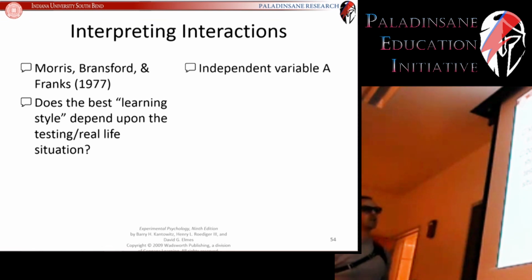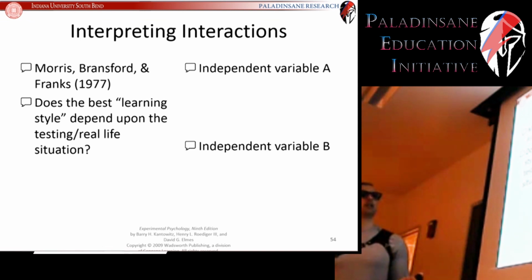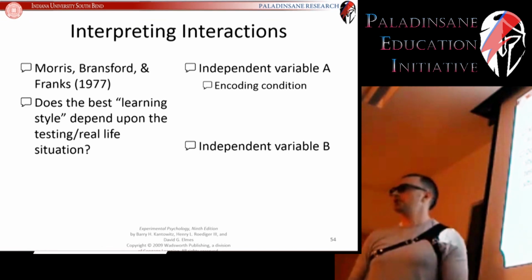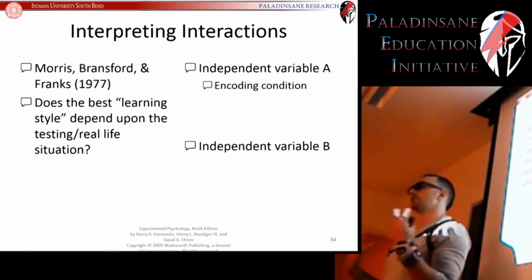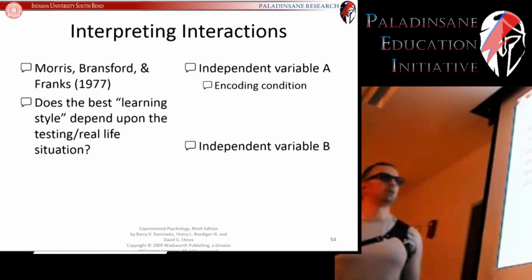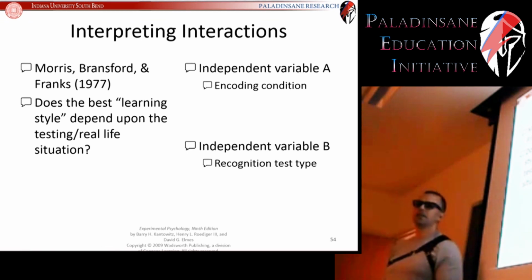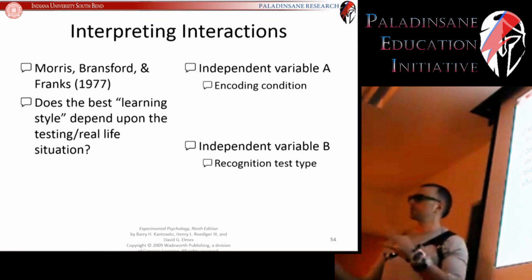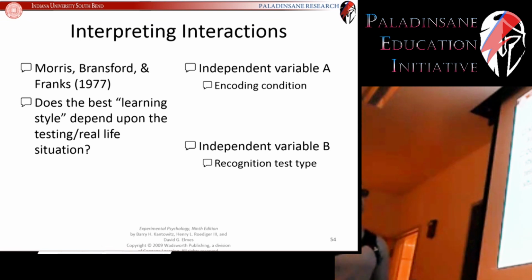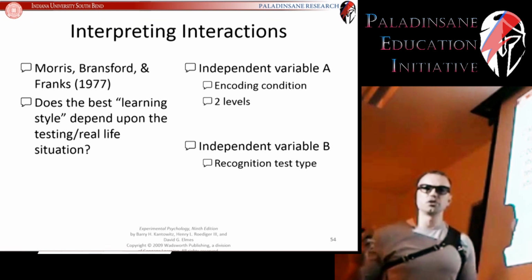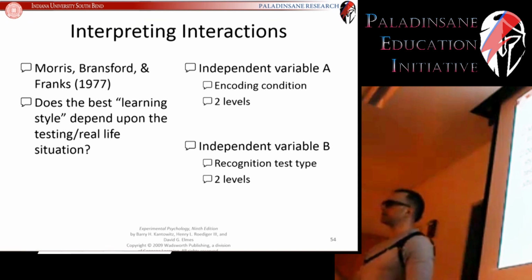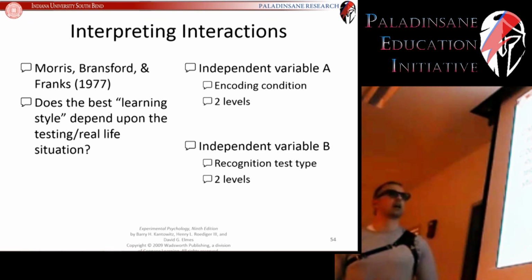What they did is they had two independent variables, independent variable A and independent variable B. Independent variable A was the encoding condition. How did you learn the information? What style was the information presented to you? Independent variable B was a type of recognition test. How were you tested on the information? What was the style of the testing? The encoding condition had two levels. Independent variable B, the recognition type, also had two levels. So we have a 2x2 factorial design.